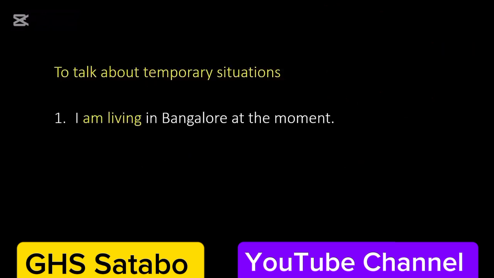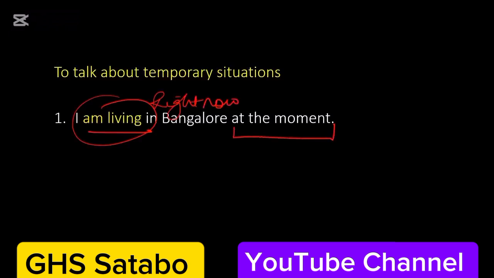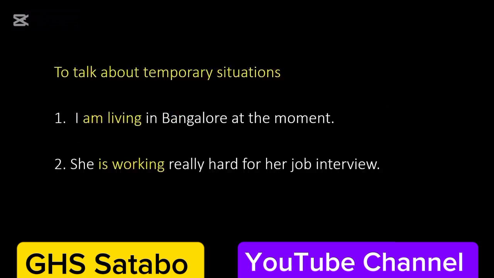I am living in Bangalore at the moment. I am living shows that right now I am in Bangalore. This phrase over here, at the moment, clearly shows that this activity is temporary. It may change tomorrow. Another example, she is working really hard for a job interview. So when you say she's working really hard, that means right now she's doing it. What if she gets a job tomorrow? She will not work, and hence it's a temporary situation.